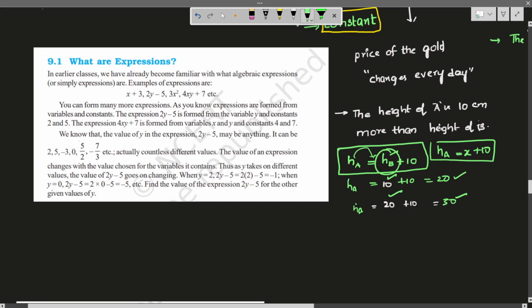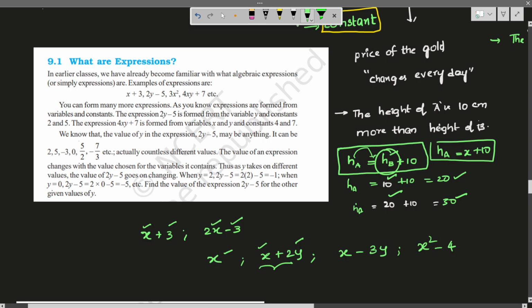Now what are these expressions? Expressions are combinations of variables and constants, as simple as that. This is an expression because it contains both variable and constant, and this is an expression, it contains both variable and constant, and this is also an expression because it contains variables, and this is also an expression, and this is also an expression.